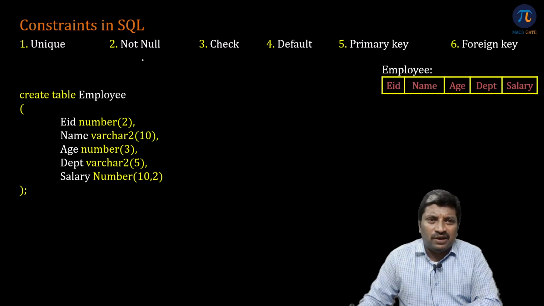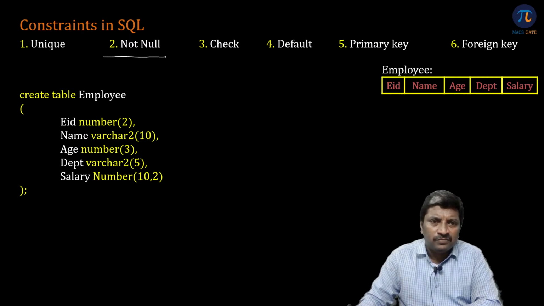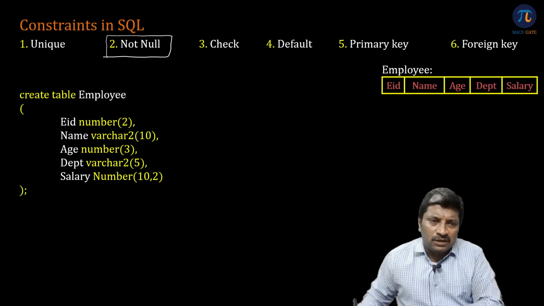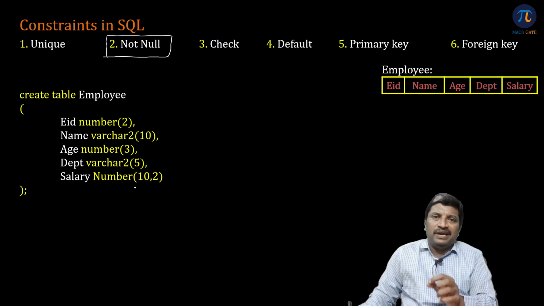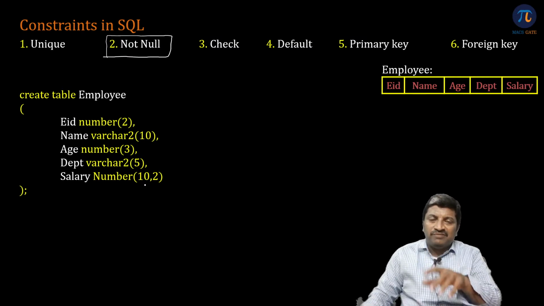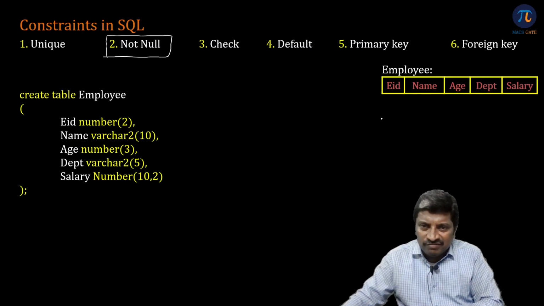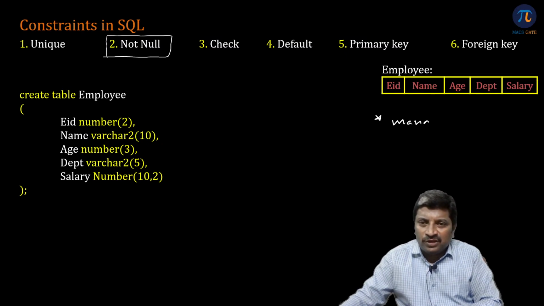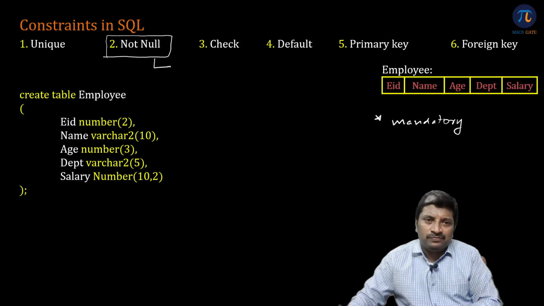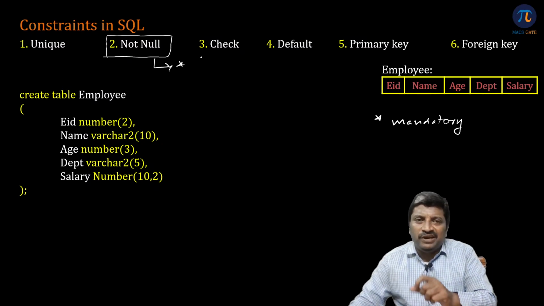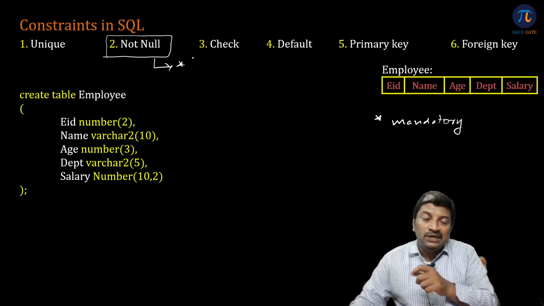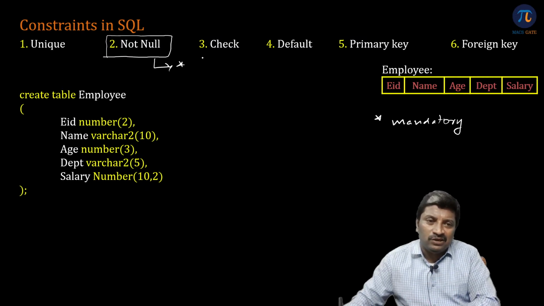So let's go to the next one, not null. Suppose every employee must enter their salary. Something like when we are filling an application, for some fields we are having a star mark. That means they are mandatory. The user should not leave it blank, right? That is not null. So when you specify any attribute as not null, then the user must fill it. Otherwise, it will not be accepted to insert the record in the table.